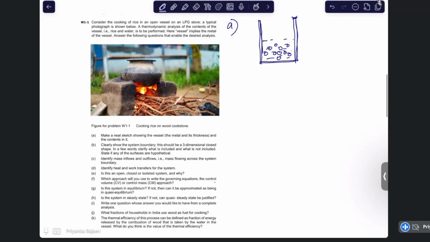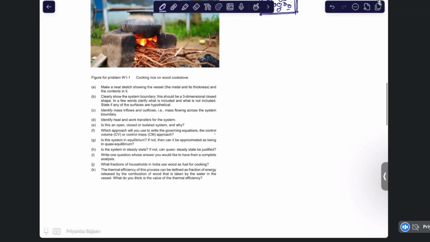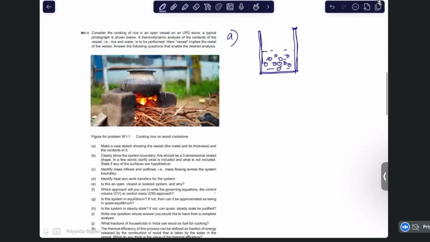Okay. And so what is included and what is not included? What is included is the inner part of the vessel. That means the water, rice, and the inner boundary of the vessel. And what is not included is the heat source and stove, and the rest of the things in the surrounding. So that is the surrounding.